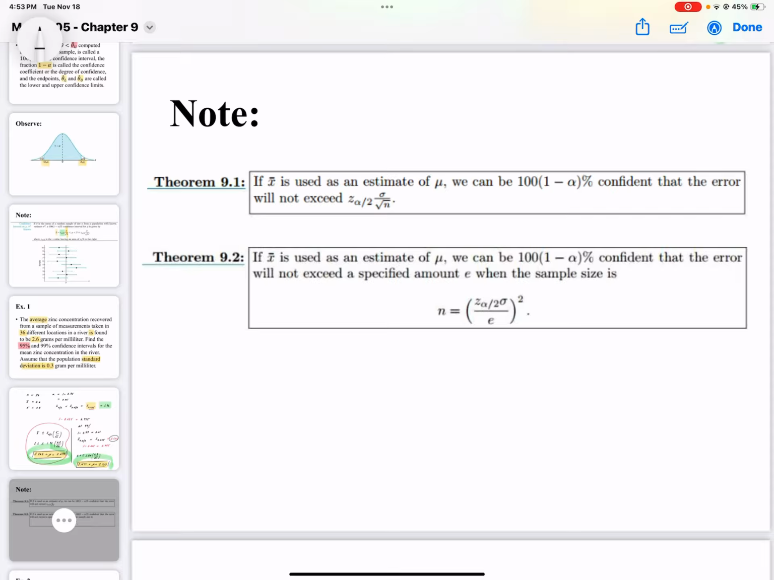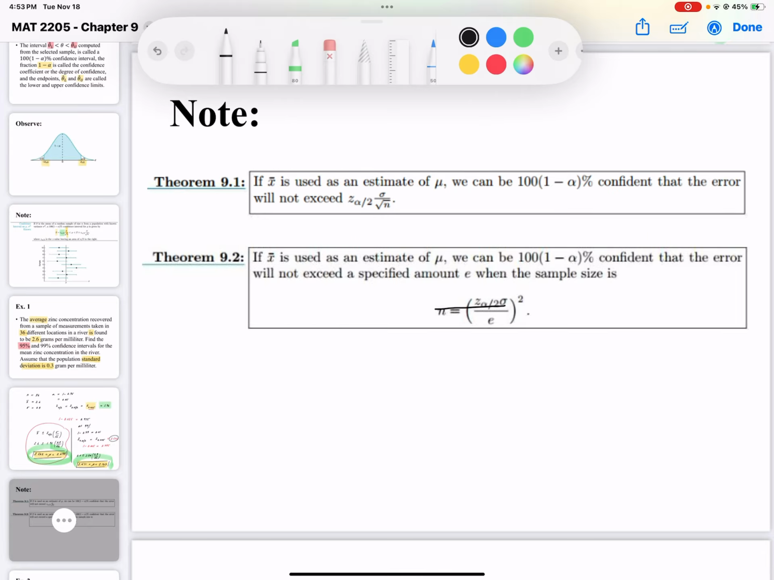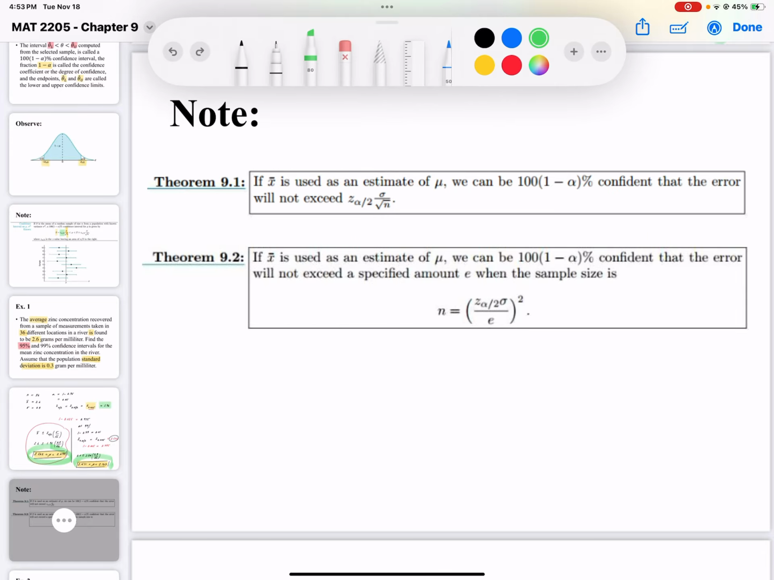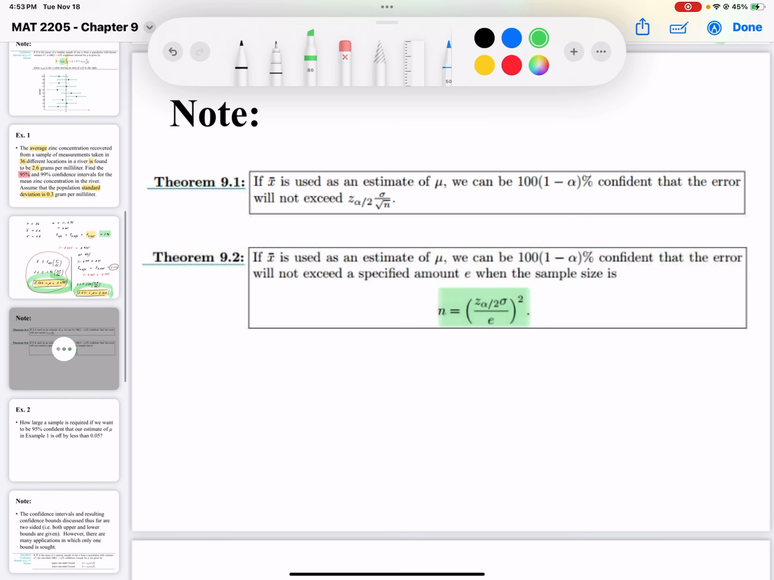Now, one thing that's important here is that when you plug into this formula, you have to round up to the nearest whole number. This n, as you remember, represents a sample size. So if you're trying to find out how many people to ask, certainly you can't ask 3.5 people, right? So for this formula, every single time you use it, you must round up to the nearest whole number, okay?